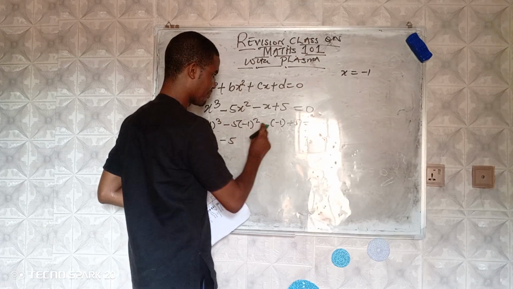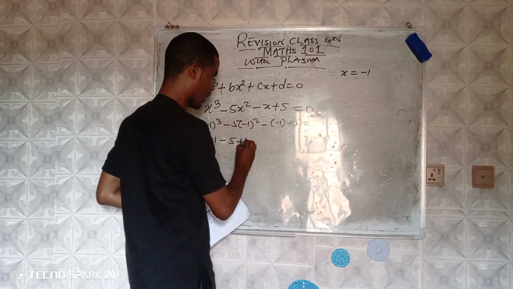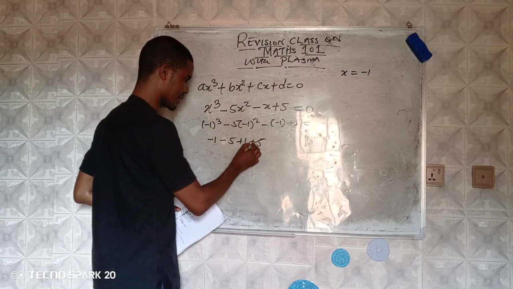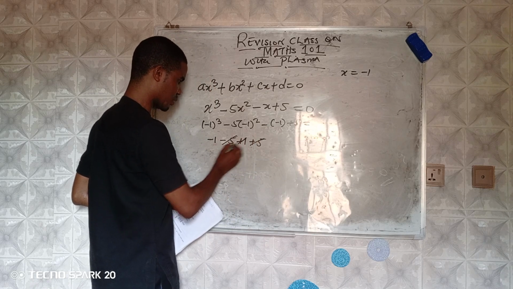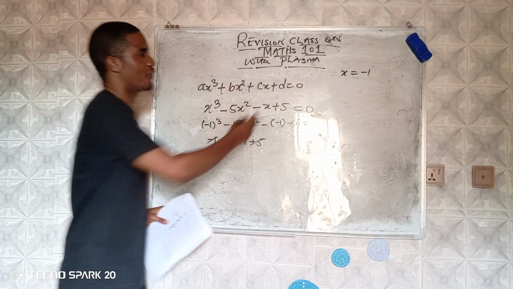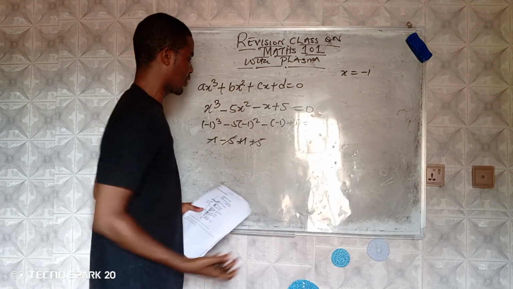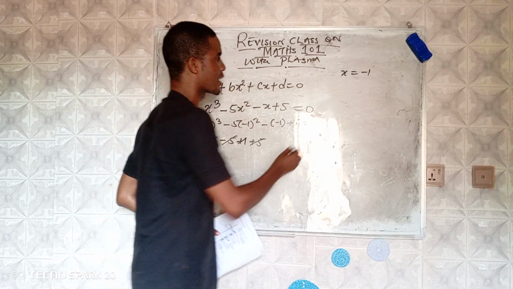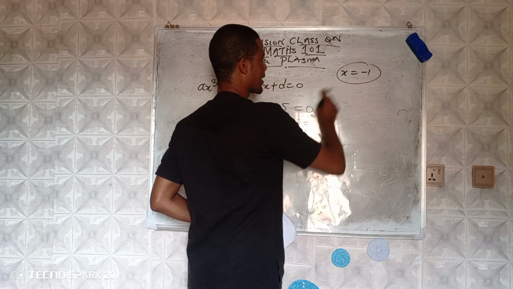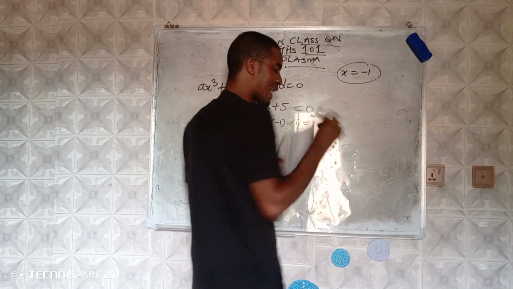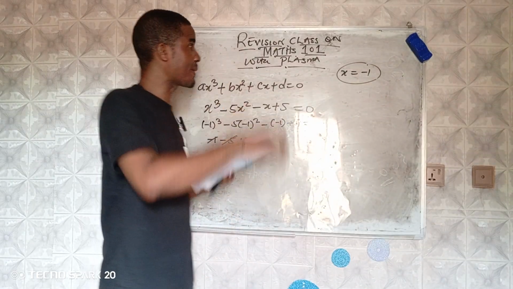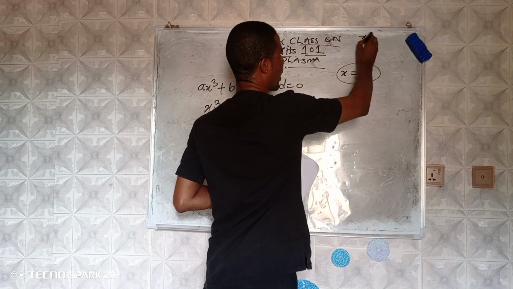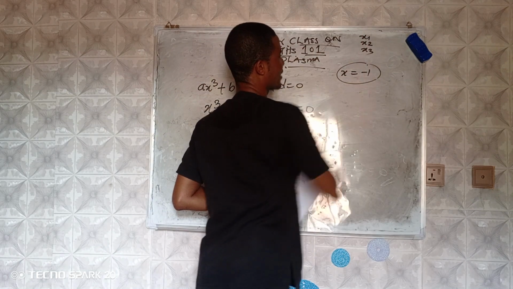Then minus is plus 1 plus 5. You see, this will take away this. This will take away this. So if the value of x is equal to 1, you see that the whole of this becomes 0. So that means for the first case, x is equal to 1. That gives you the first value of x. Remember, you are looking for x1, x2, x3.